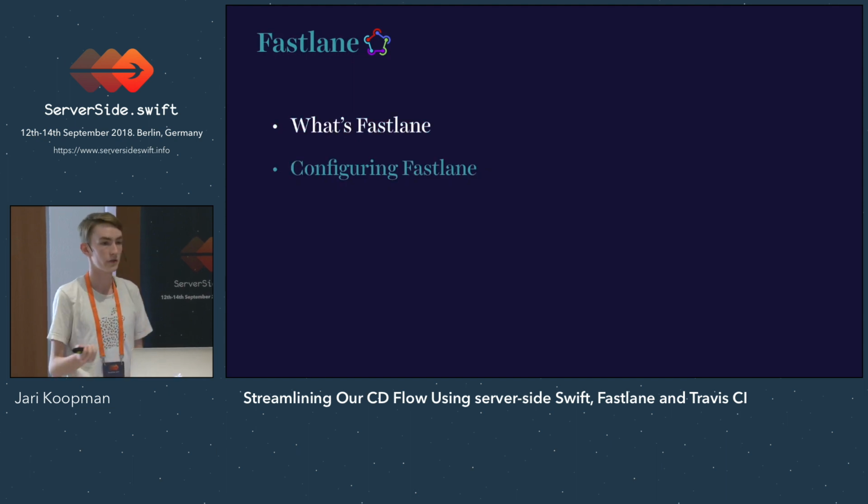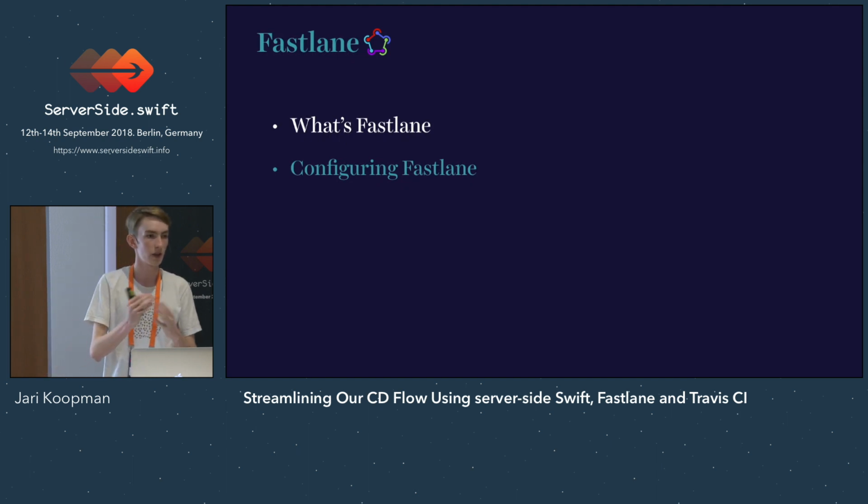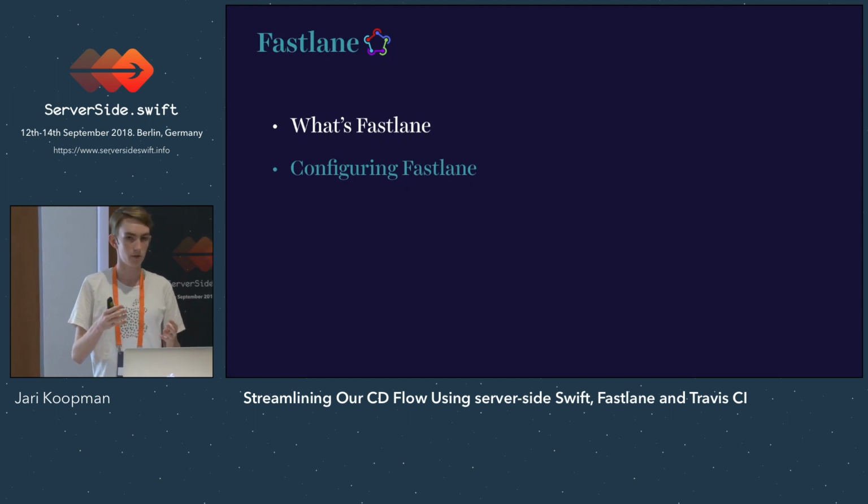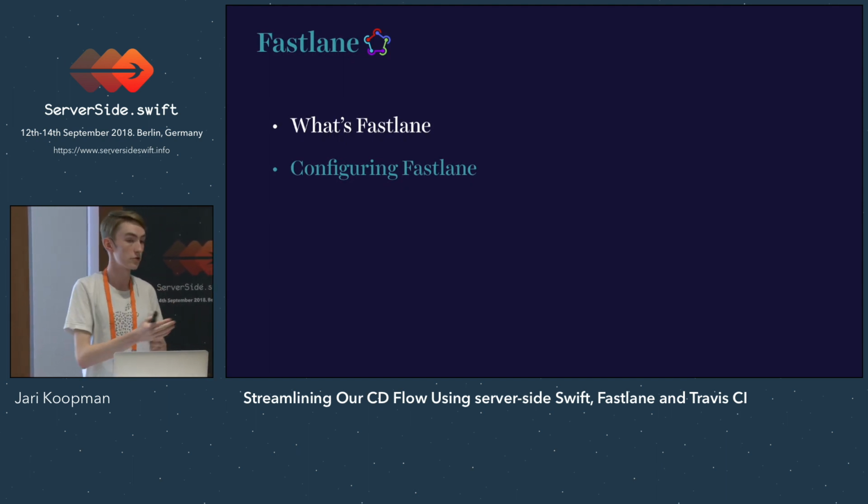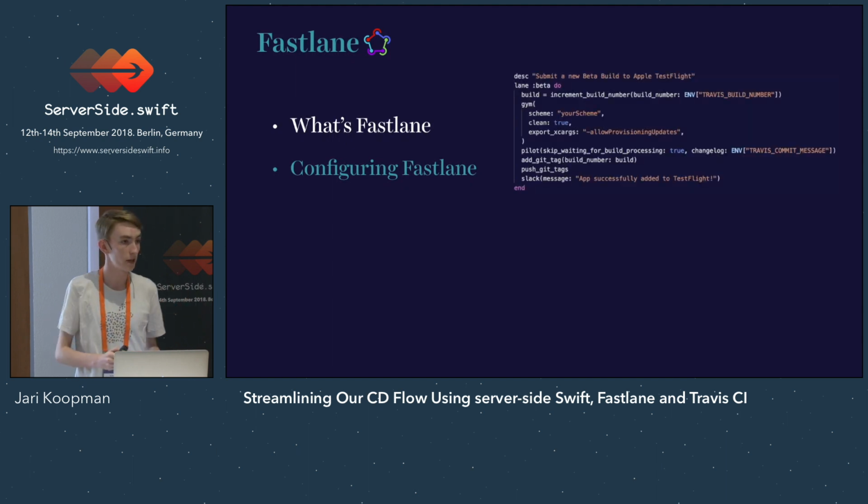So how do you configure Fastlane? Fastlane works with a so-called Fastfile, which is a Ruby file with a custom name. And in those Fastfiles, you define lanes. And a lane is something that you could say you drive down when you do a certain action. So, for example, we have here our beta lane. The description is pretty obvious. It submits a new beta build to Apple TestFlight.